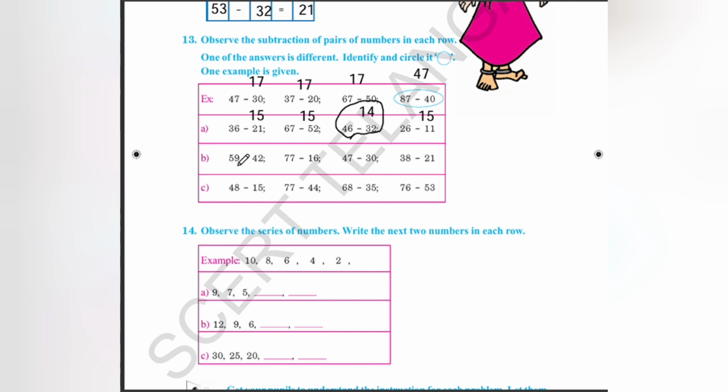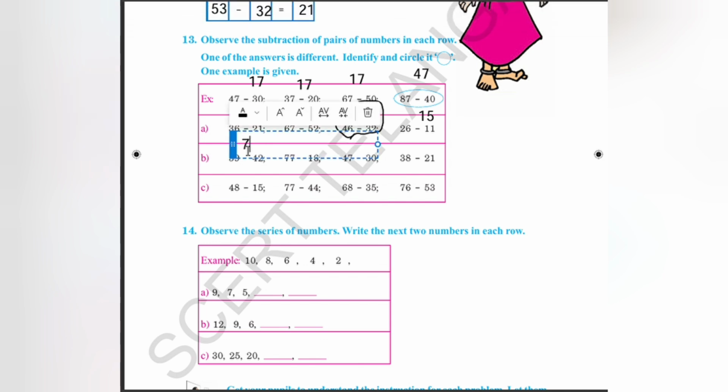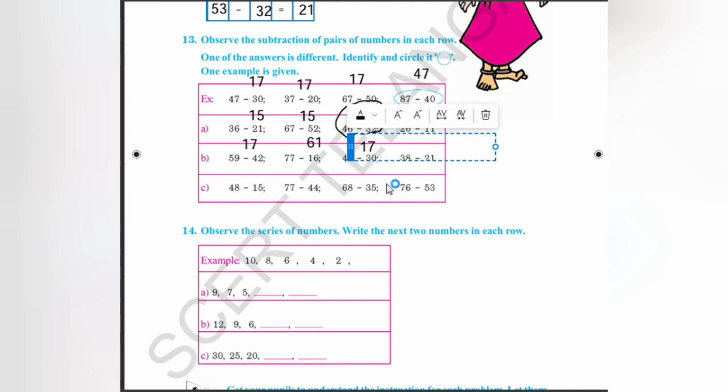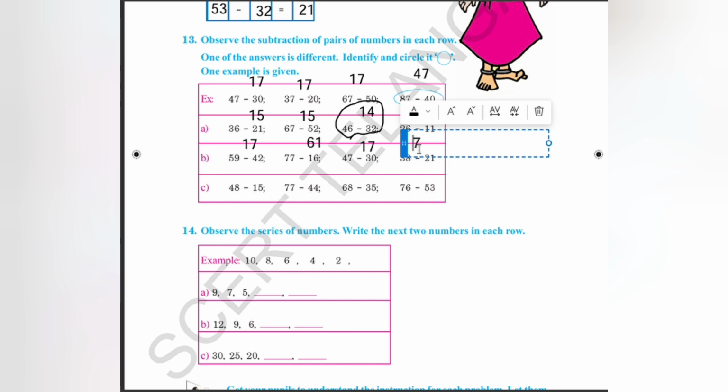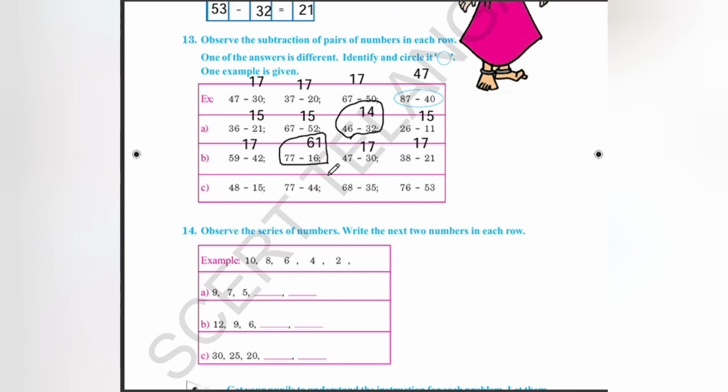Okay, 59 minus 42. 9 minus 2, 7. 5 minus 4, 1. 76 minus 16, 6 minus 6, 0. 7 minus 1, 6. 47 minus 30, 7 minus 0, 7. 4 minus 3, 1. 38 minus 21, 8 minus 1 is 7. And 3 minus 2 is 1. Which one is the odd one? Here the odd one is 77 minus 16 is equal to 61.